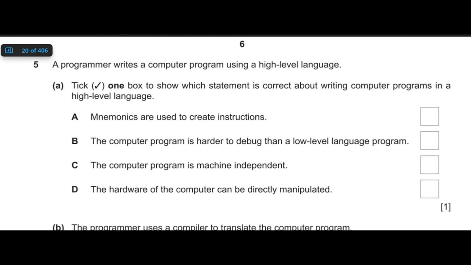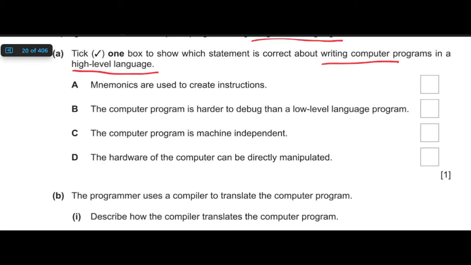Question number five. A programmer writes a computer program using a high-level language. Tick one box to show which statement is correct about writing a computer program in a high-level language. A high-level language is a language that is close to human language. For example, Python is a high-level language, and C, C Sharp, Java are all high-level languages. Option A is mnemonics are used to create instructions. No, it's not, because assembly language, which is the low-level language, uses mnemonics to create the instructions. Option A is incorrect.